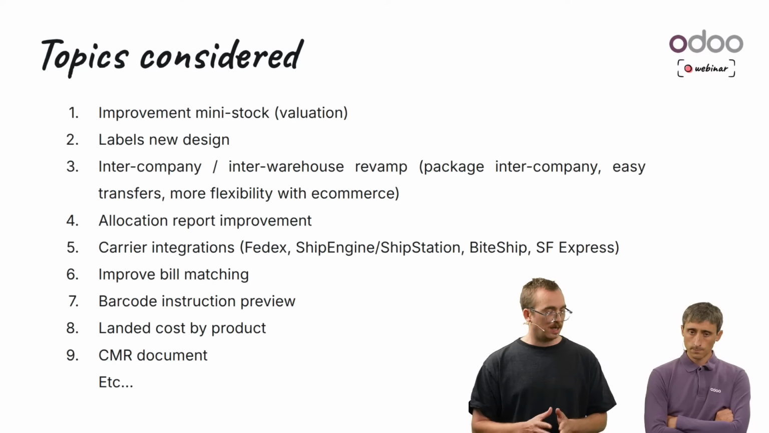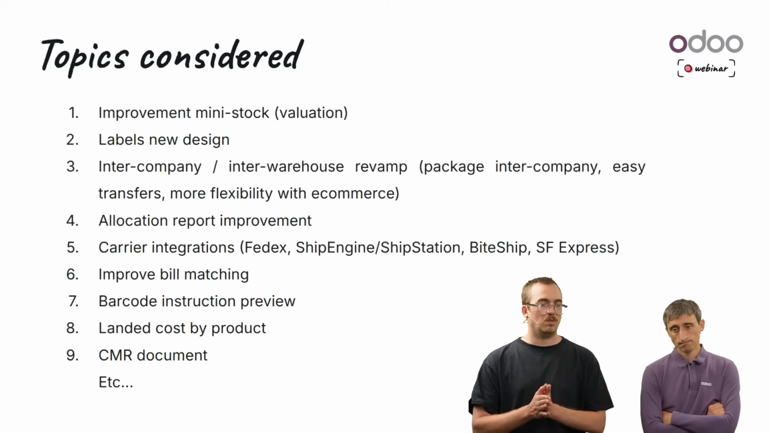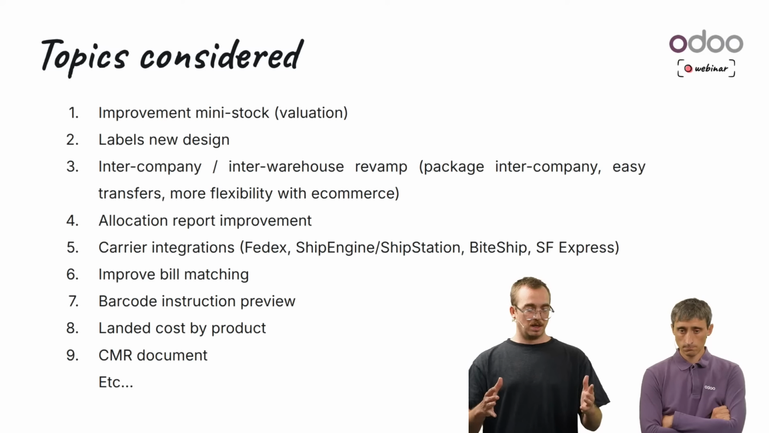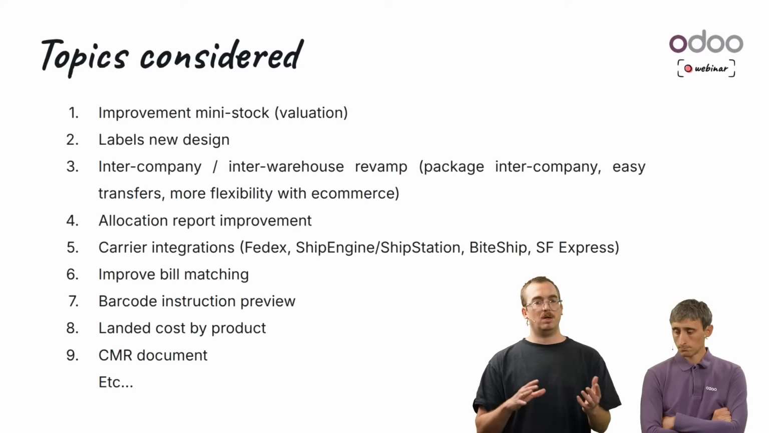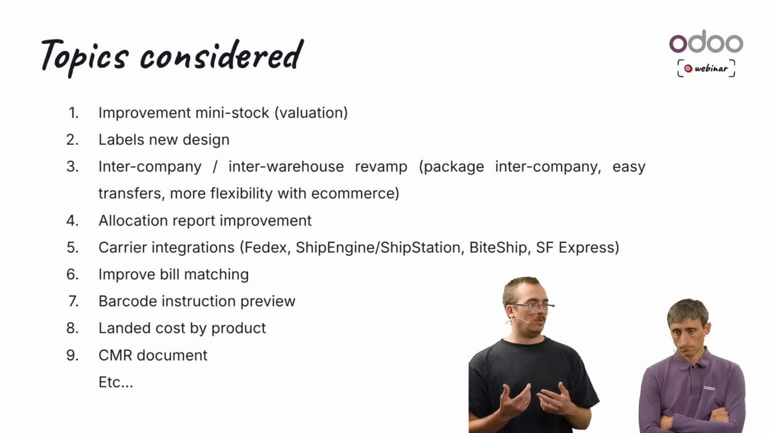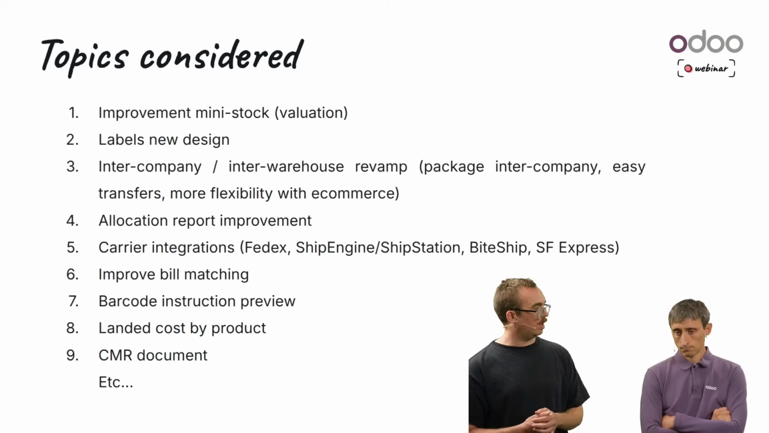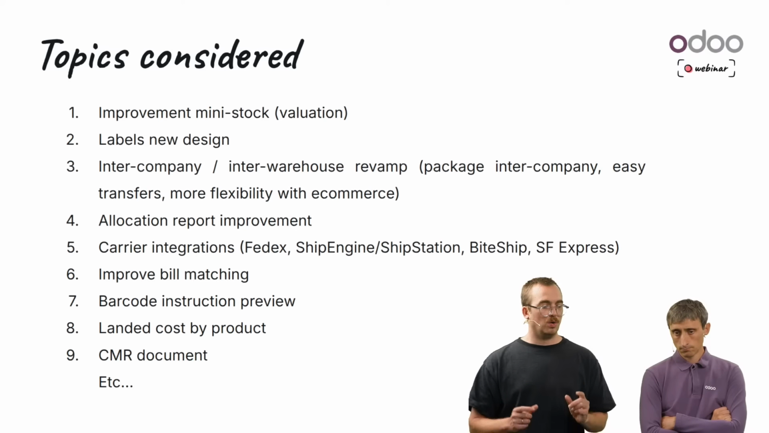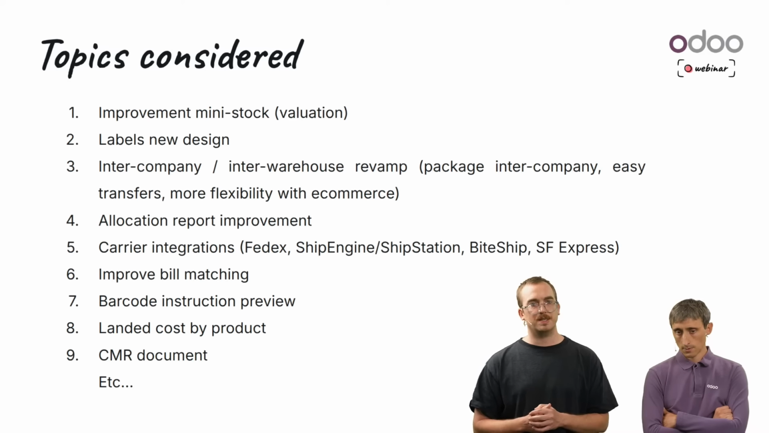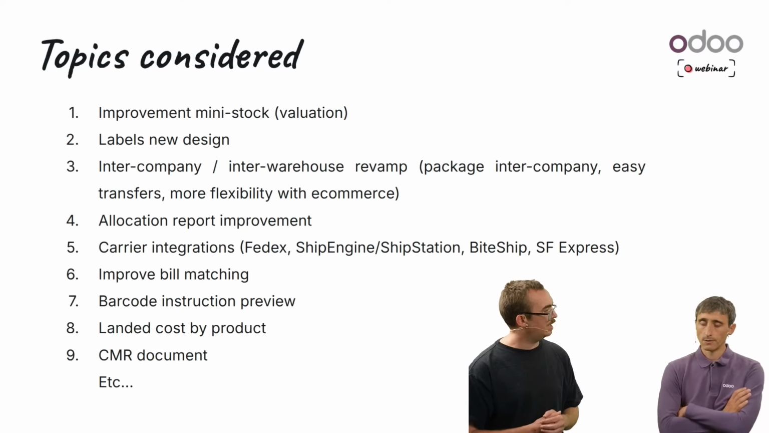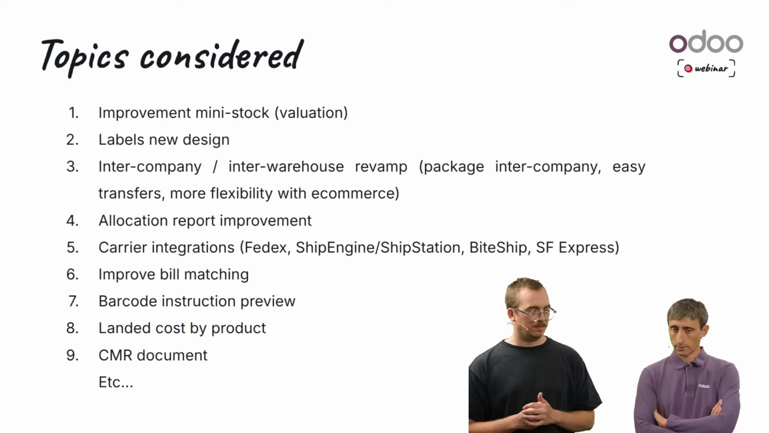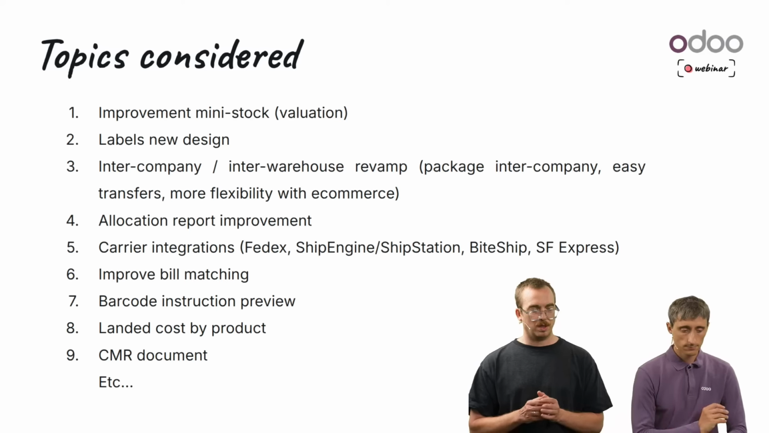Another big task is the intercompany, inter-warehouse revamp. We realize that this is for bigger projects, but when we have multi-company or multi-warehouse, sometimes the transactions could be complex, and there were some bugs, and not everything was working well. So our teams are working on improving this, whether it's for packages, or e-commerce or anything. We are attacking all this in one big task. It's a tricky one. Yeah, it's a very complex one.